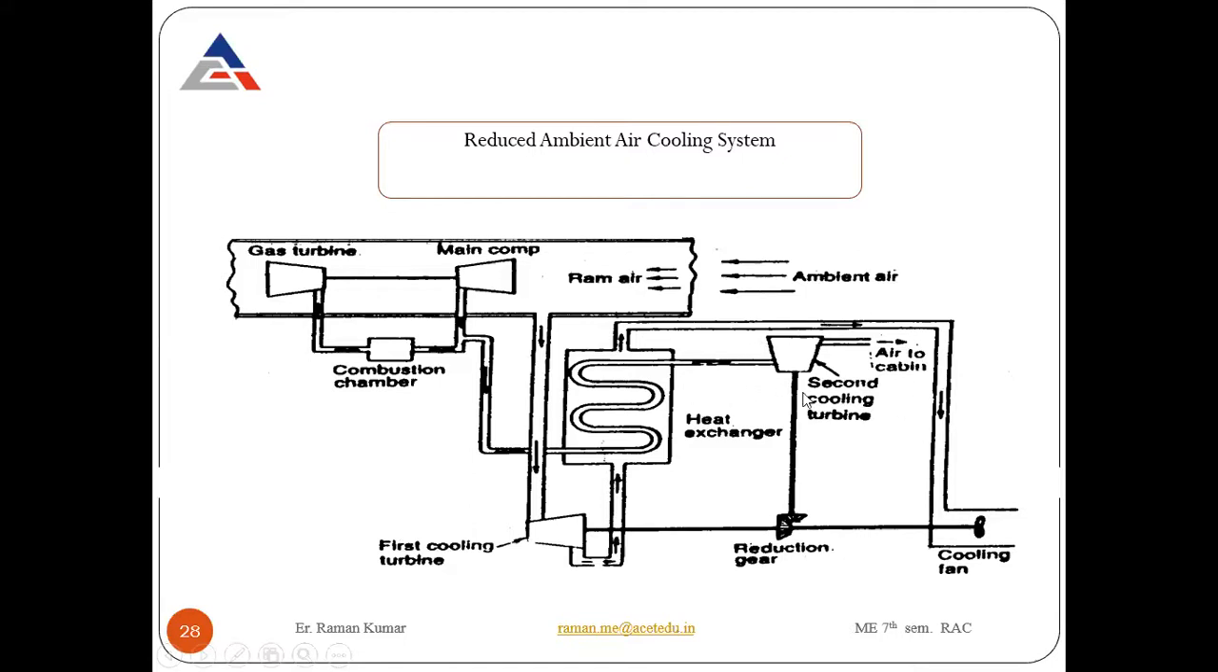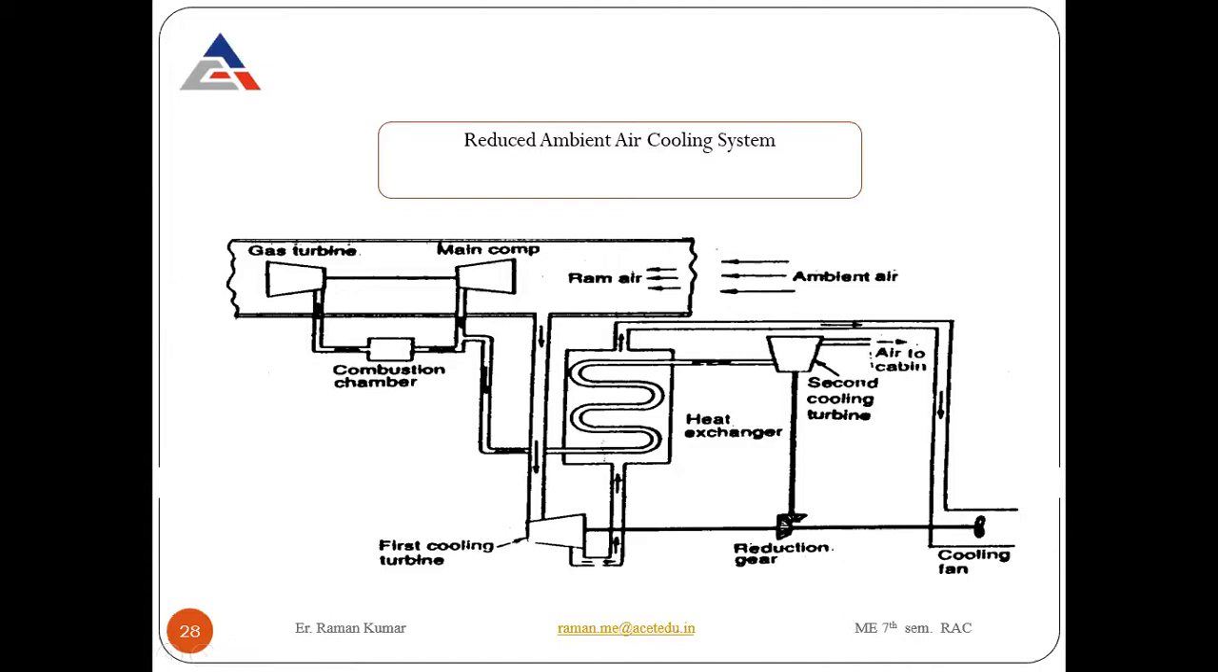When the temperature of this air is reduced in the heat exchanger, after this it will pass to the second cooling turbine. Look at here. When it passes through the second cooling turbine, its temperature and pressure both get decreased here. Then it will supply the air to the cabin. Here the air is supplied to the cabin, where it will take the heat load. After taking the heat load, it will be supplied again to the atmosphere.